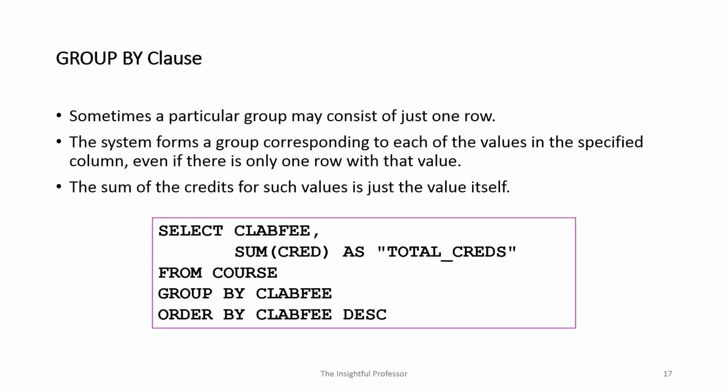We saw lab fee values of 100 multiple times, lab fee values of 50 multiple times. But there were some lab fees, such as the lab fee of 500, which was unique. Only one course had that. What's interesting is when we say group by lab fee, and even if there's only one row that has a particular value, the group is still formed, and there's no special signal to say, hey, you got only one row in the group. We just have to understand or recognize that that can happen. So let's take this and give this a try and see what we find out.